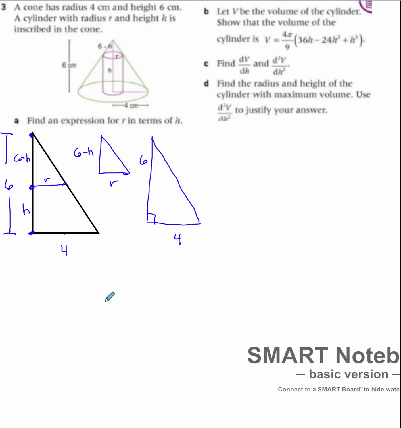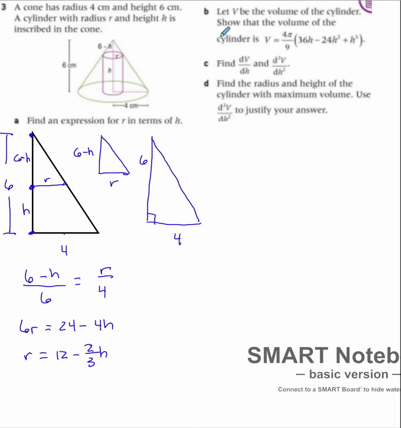Since they are similar, I can write out this proportion: (6 minus h) over 6 is equal to r over 4. And remember, the goal is to find an expression for r in terms of h, so we need r equals something. So we're going to solve for r. 6r is equal to 24 minus 4h. Divide by 6, and r equals 12 minus 2/3 h. So that is our expression for r.